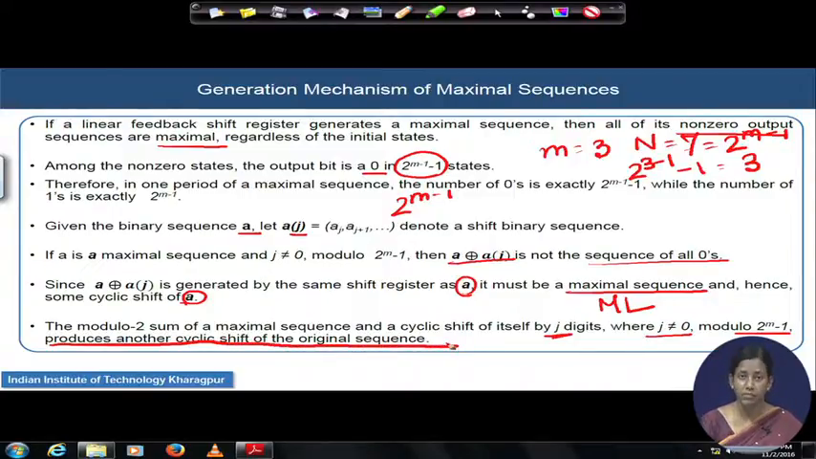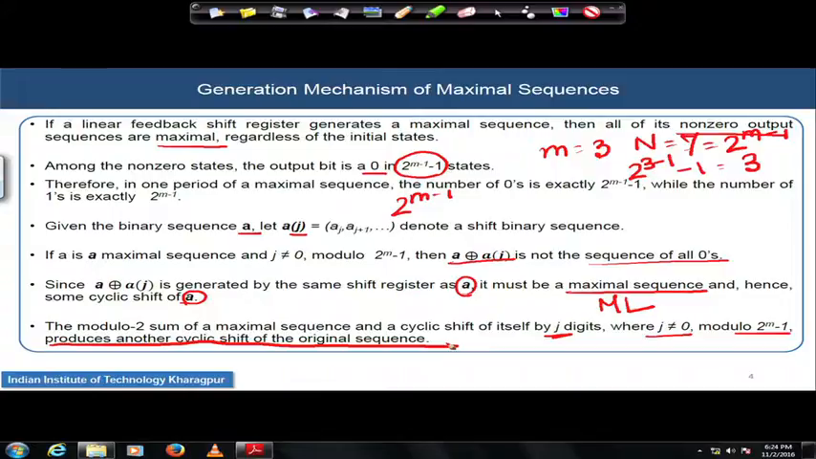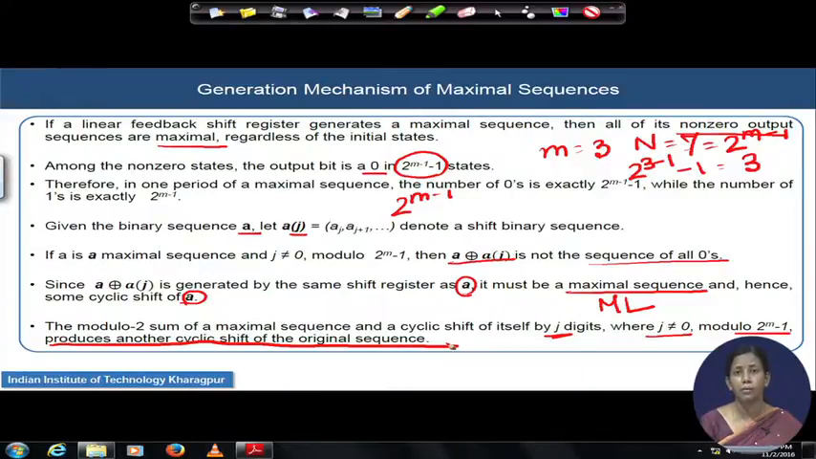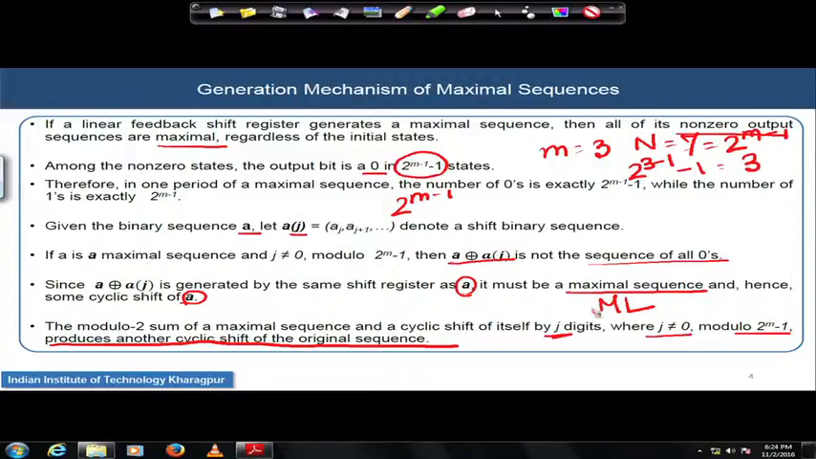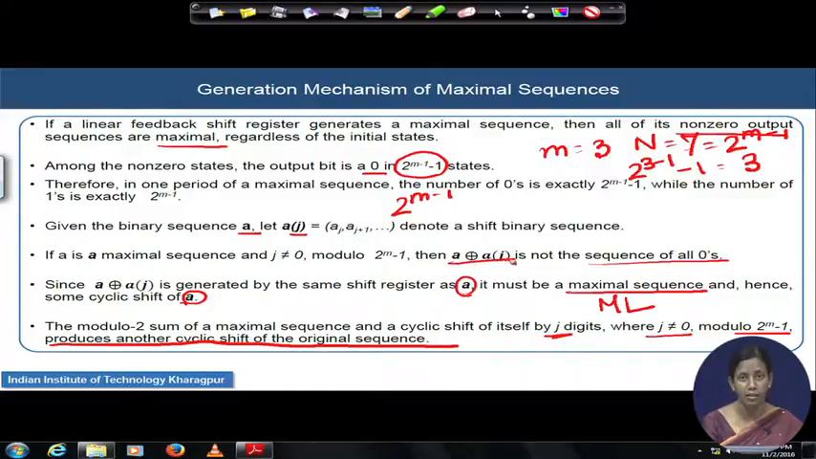So, there are 3 facts. One, you have an ML sequence generated from a linear feedback shift register, A. You have shifted it by an amount j, where j is not equal to 0, with modulo operation 2 to the power m minus 1. And if you generate another sequence by doing the XOR operation bit by bit of A with AJ, you will end up with another ML sequence only, and luckily you will see that it is actually some cyclic shift version of A only.